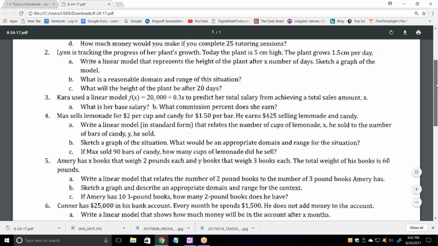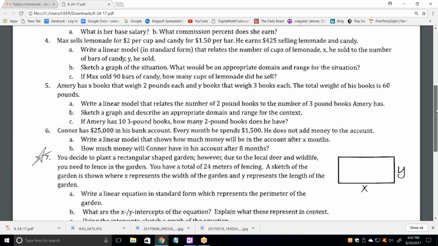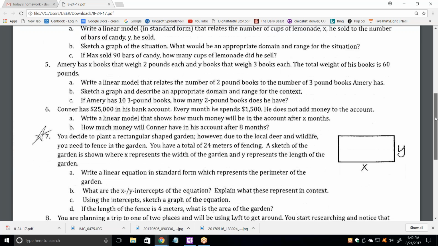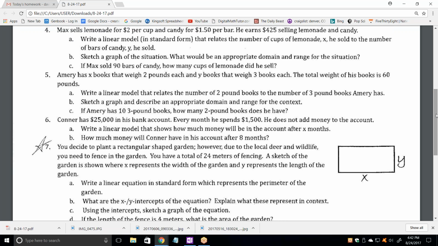In other words, you can't just ask what's the domain and range of the problem.